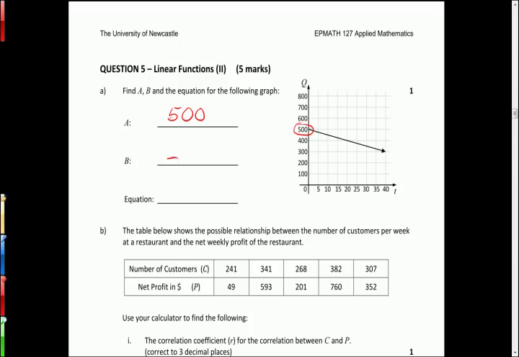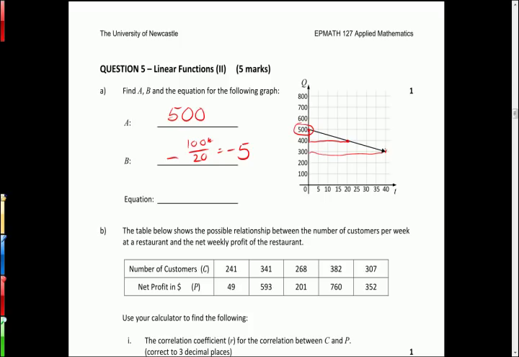Let's look for some nice points. That's a nice point. That's a nice point. Let's draw a triangle here. We know it's minus, this side of the triangle is 100, the horizontal side is 20, it's 100 on 20. That's a minus 5. You might have spotted this point and said, well no, it's 200 on 40. 200 on 40 is still 5 and it's still negative, so that gradient is negative 5.